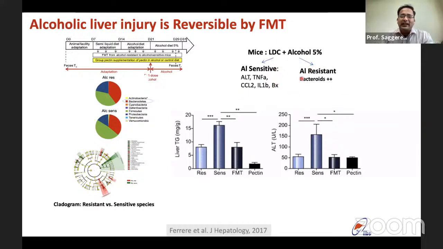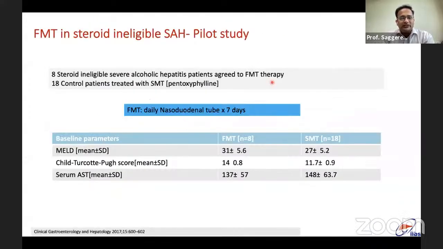What they did was they transplanted the gut microbiome from the resistant mice into the sensitive mice, and this FMT reduced the ALT, or the liver injury, in the sensitive mice as well. So the FMT can cure alcoholic liver injury. That was the concept of this study.